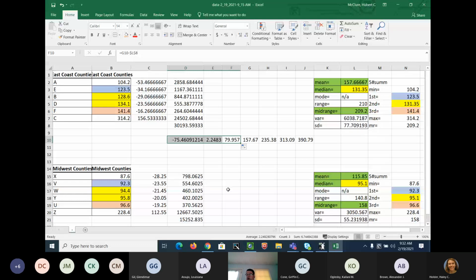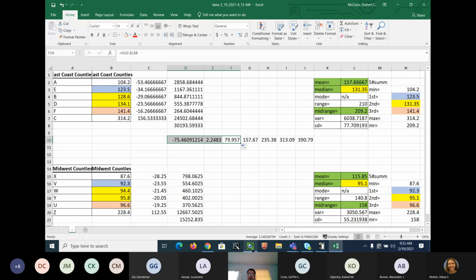And I might as well go ahead and draw. Well, I'm going to write my numbers down for the 5-number summary. Min is 104. First is 123 or 124. Second is 131. Third is 141. And max is 314. And mid-range is 209.